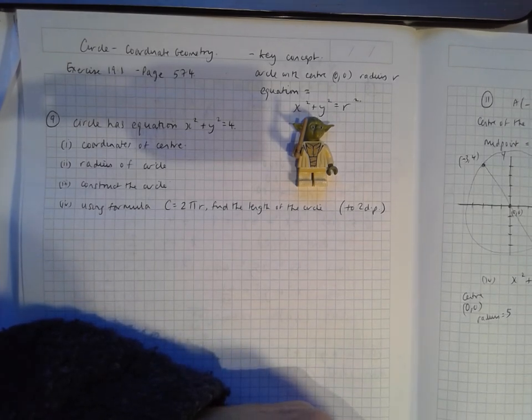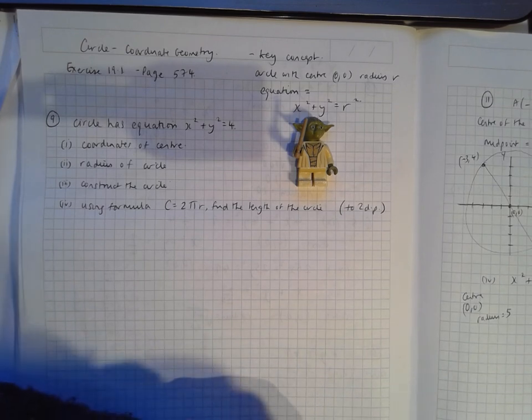So remember, the key defining feature of a circle is its radius length. That tells us how big it is, and its center tells us where it's located on the coordinate plane. A circle with center 0, 0 and radius r has the equation x squared plus y squared equals r squared.